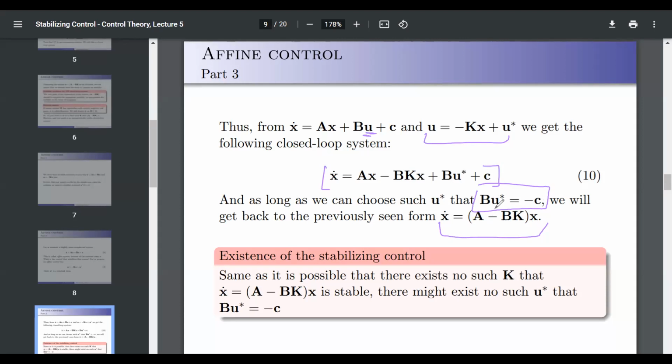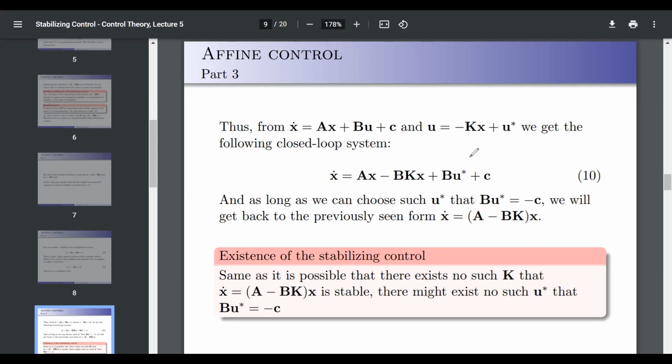Notice that is not always possible. Obviously, you can find such C and such B that no U star would exist that would map one to another. In the same way, you may find such A and B matrices that no such K matrix exists that makes the system stable. So stabilizing the system may be impossible, in the same way as canceling out this term using this term may be impossible.